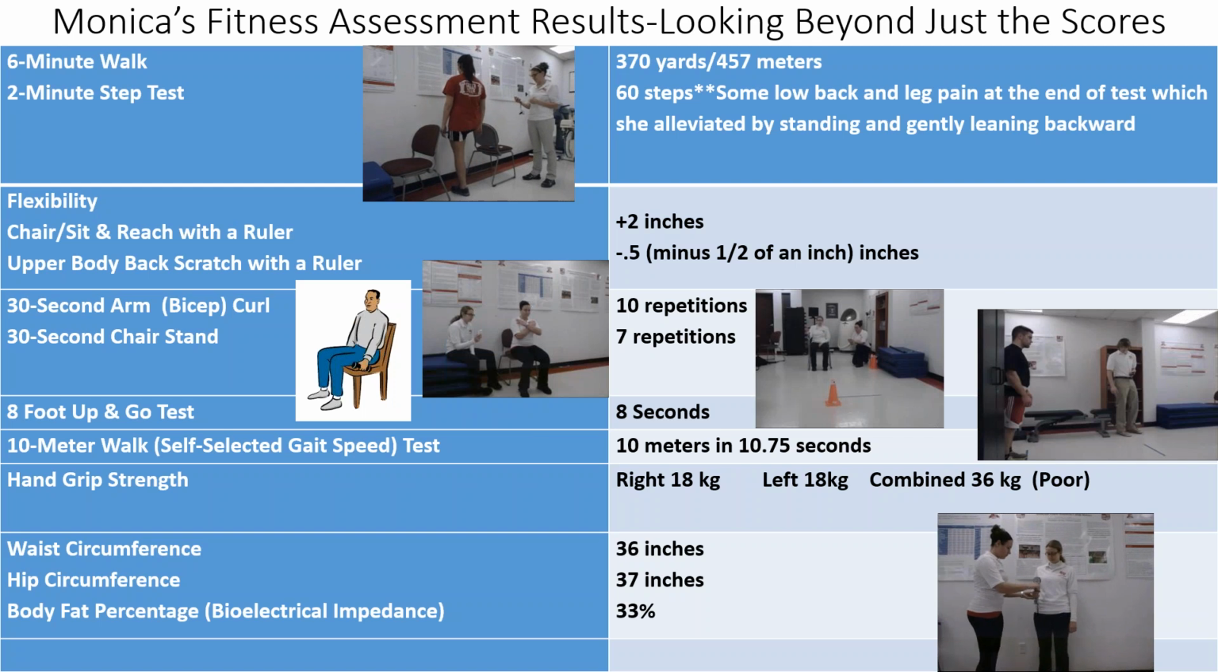She did fairly well on the chair sit-and-reach test and the upper body back scratch test with a ruler, which is an adaptation of the athlete's back scratch test. She also did the 30-second arm curl test and the 30-second chair stand to test upper and lower body strength, respectively. She also performed the 8-foot up-and-go test, which is an indicator of dynamic agility. There is a gait speed element in there and a little bit of a power element, but there's definitely a dynamic balance and anticipatory cue factor that comes out during this particular test.